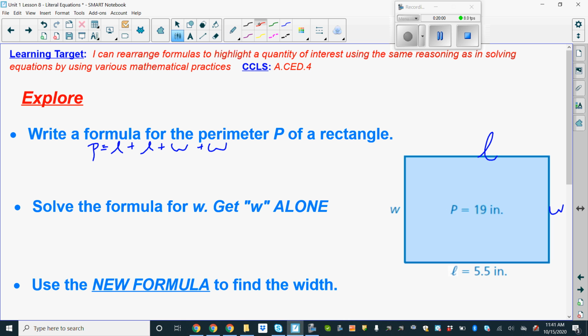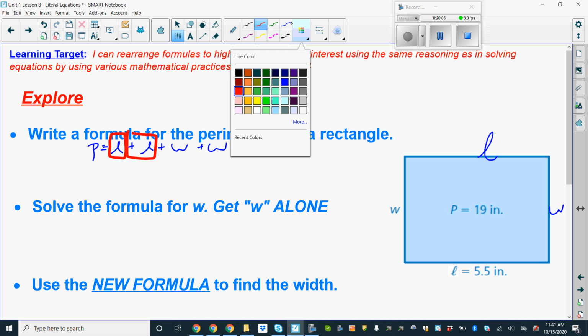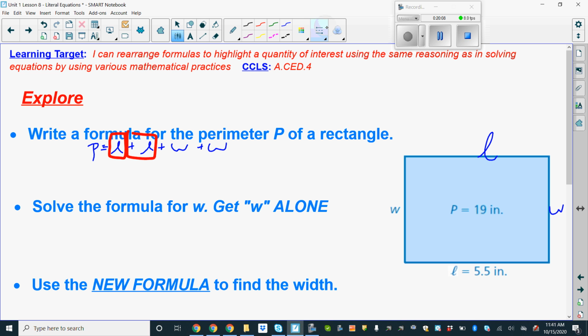Now, I have like terms that can be combined. So I'm going to combine the L and the L, which we know combines to be P equals 2L. And then I have the W and a W equals 2W. So my perimeter for a rectangle would be 2 times the length plus 2 times the width. Part B, solve the formula for W to get W alone. So I'm going to rewrite my equation. I have P equals 2L plus 2W.